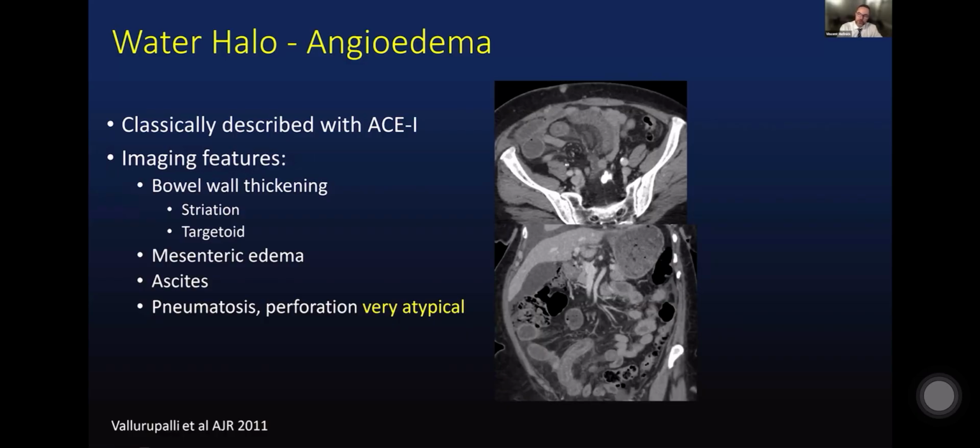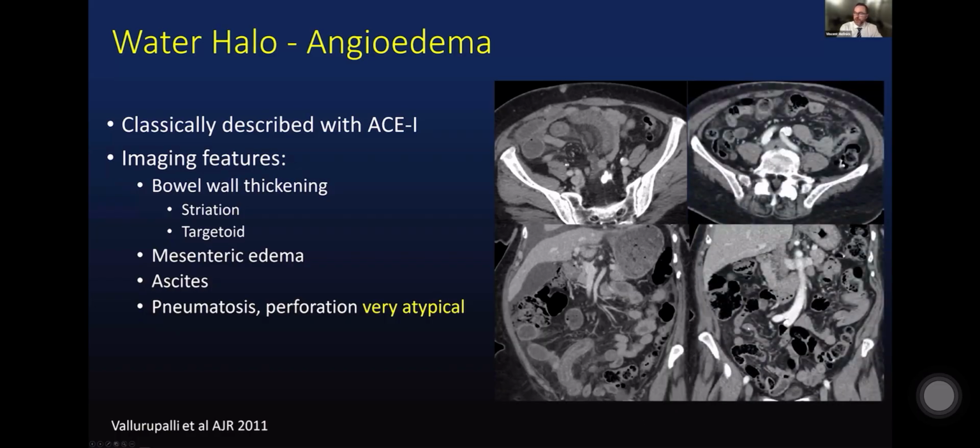But truth be told, we don't get pathologic confirmation in most of these patients. We say this could be related to their ACE inhibitor. They stop the therapy, they come back, the bowel wall thickening has resolved, and we sort of say, oh, how smart are we? We figured this out. But it's a good one to keep in mind.